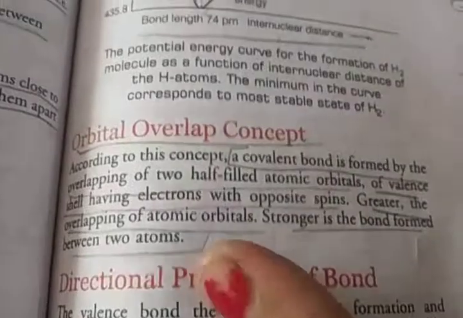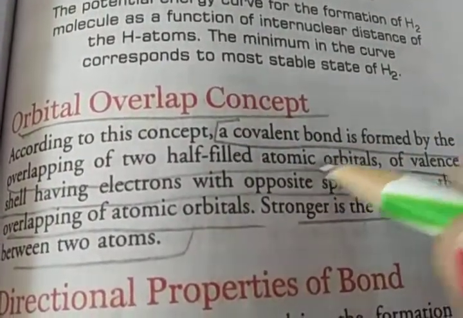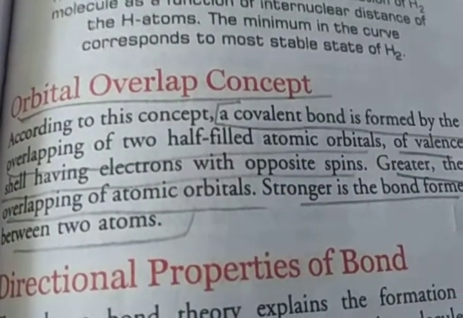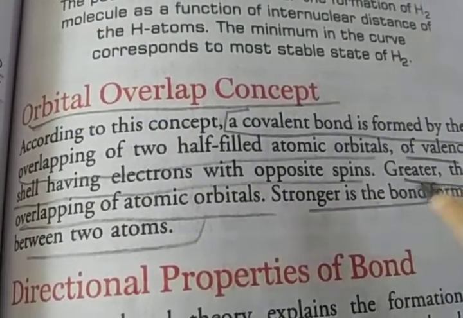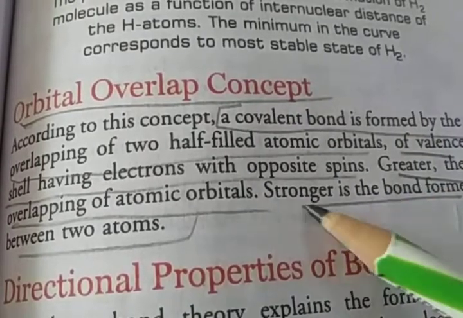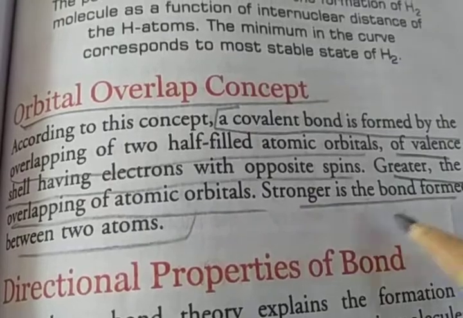The next topic is the orbital overlap concept. According to this concept, a covalent bond is formed by the overlapping of two half-filled atomic orbitals of valence shell electrons with opposite spin. The greater the overlapping of atomic orbitals, the stronger the bond formation. So overlapping is directly proportional to bond strength.